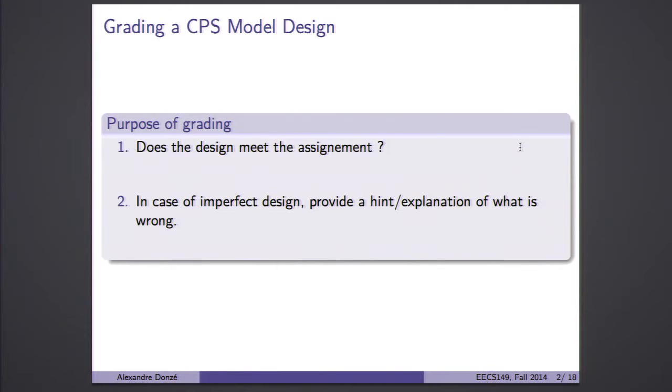Right? So last week, Alberto talked about a technique to automatically verify that the design satisfies our requirements. So that can be used for the first purpose: does the design meet the assignment? It's model checking. And model checking comes with a nice feature, which is that if the design does not meet the requirement, then you get a counterexample. So this can be taken as an explanation or as a hint.